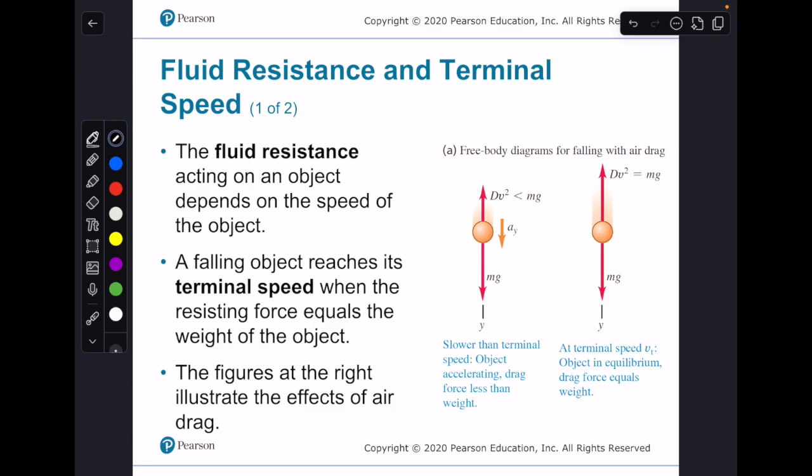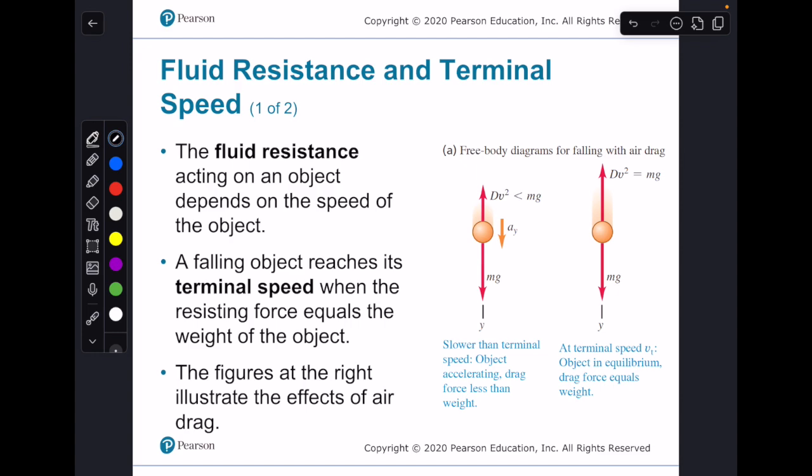And so fluid resistance can be air resistance, because I don't know if you knew this, but air is technically a fluid, right? It's not a liquid. Air is not a liquid, but it is a fluid. So think about that. Google that. It's interesting, right? Air is a fluid? Yeah, it sure is.